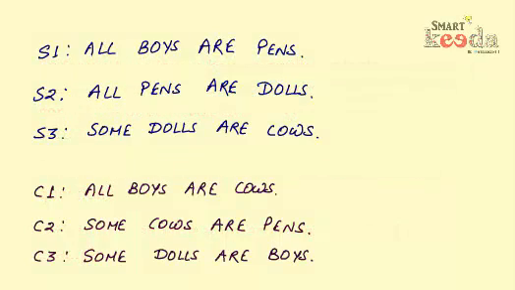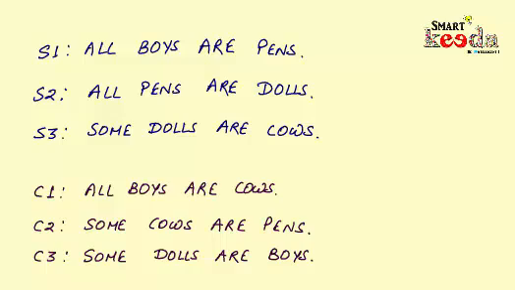In this question, there are three statements given. S1 is given as all boys are pens, S2 is all pens are dolls, and S3 is some dolls are cows. Now three conclusions are given as C1 all boys are cows, C2 some cows are pens, and C3 some dolls are boys. Now again, instead of applying either of the methods, we'll first have a look at the conclusions.